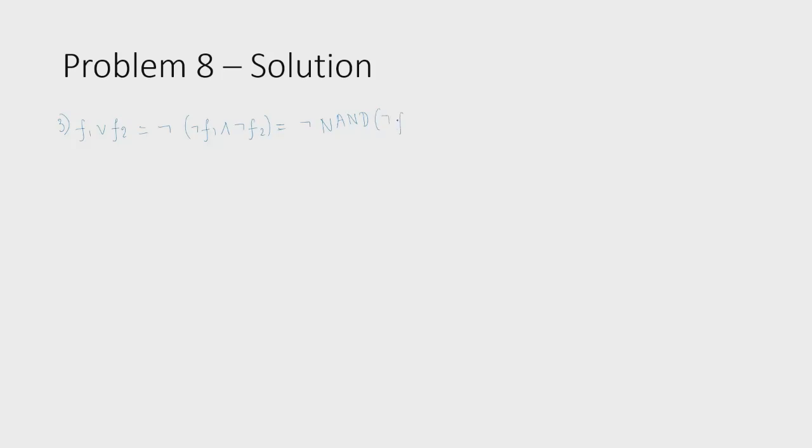NAND, not f1, not f2. And now I know how to implement all of these NOT gates. So let me do this step by step, that would be easier. It's NAND of, so let me implement this NOT gate. It's NAND f1 comma 1 and this NOT gate. It's NAND f2 comma 1.